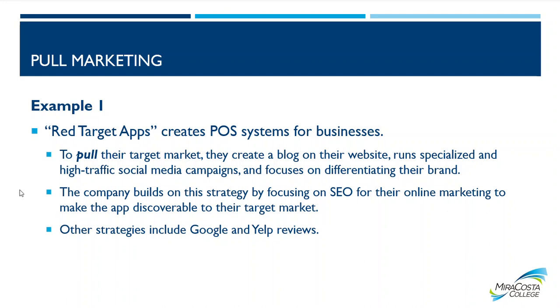So to pull their target market, they create a blog on their website, they run specialized and high traffic social media campaigns, and they focus on differentiating their brand. This company can build on this strategy by focusing on SEO, so search engine optimization, for their online marketing to make their app discoverable to their target market. Other strategies for pull marketing could be using Google and Yelp reviews. So this is an example of pulling their target market.